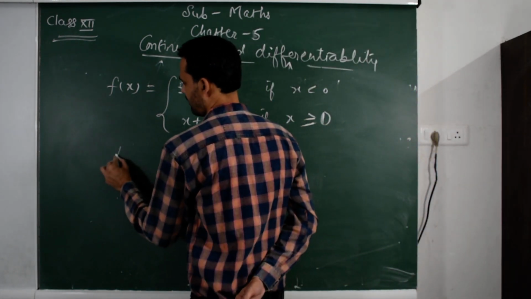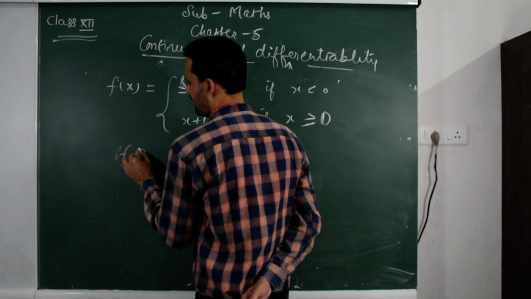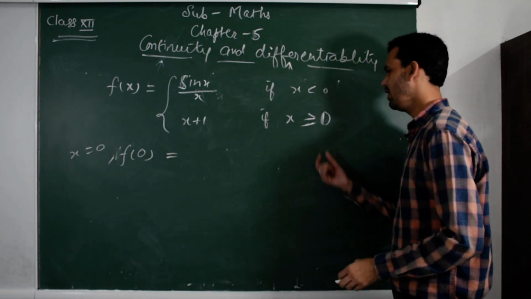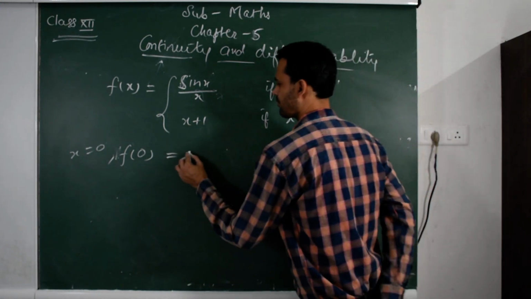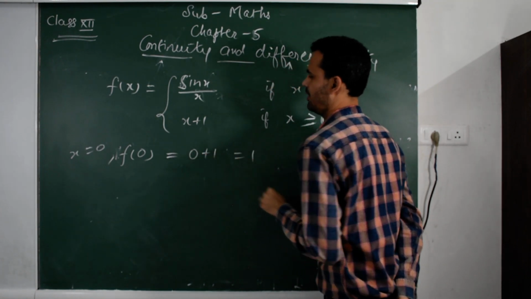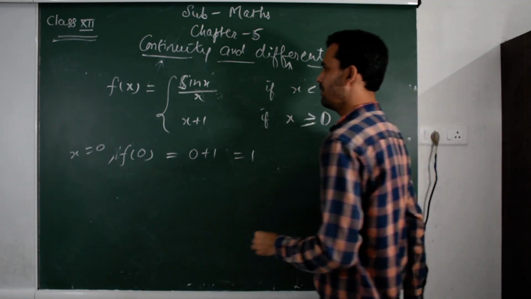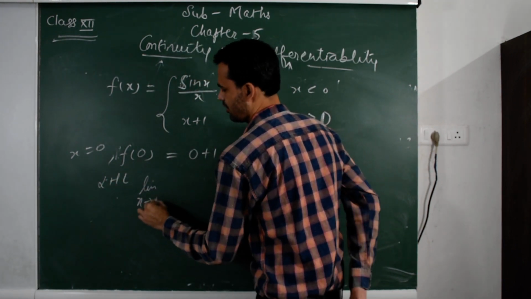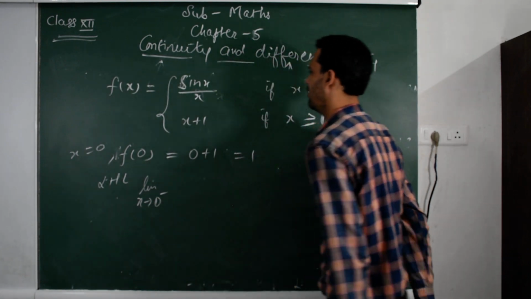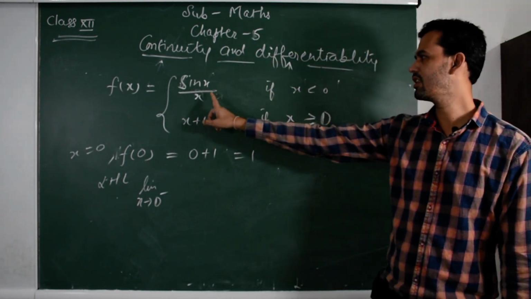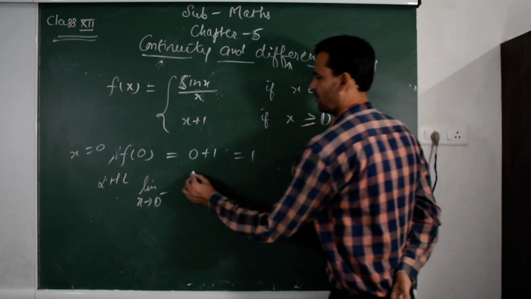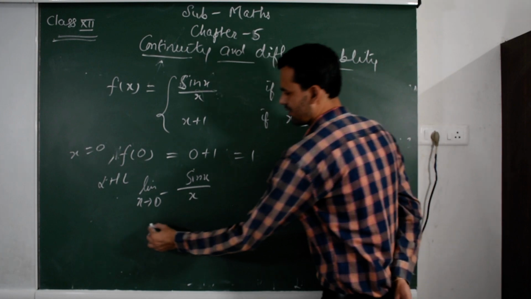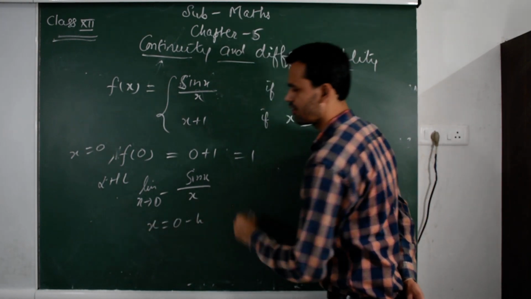So we first take f(0), it means x equals 0. At x equals 0, we have this function 0 plus 1, it means its value is 1. Then we take LHL, limit x tends to 0 minus. Less than 0, the function is sin x upon x. So we take sin x upon x. How much less? It's 0 minus h.